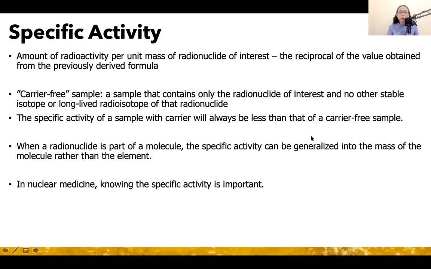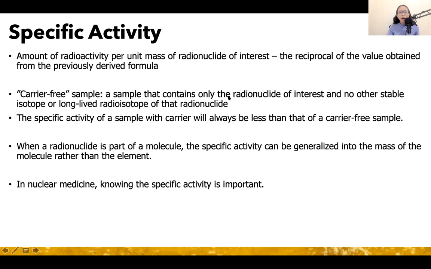So this is what we call specific activity. So again, this is the amount of radioactivity per unit mass of the radionuclide of interest. And basically, this is just the reciprocal of the value from the formula that we just derived, the formula for the mass of a radioactive sample.